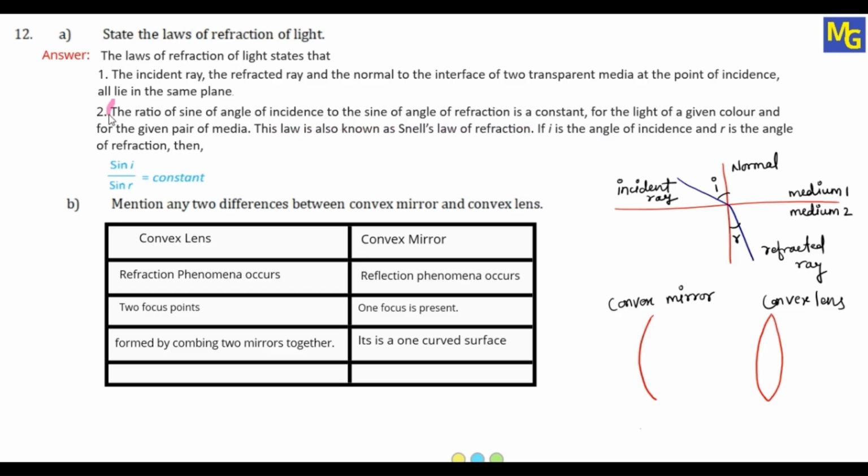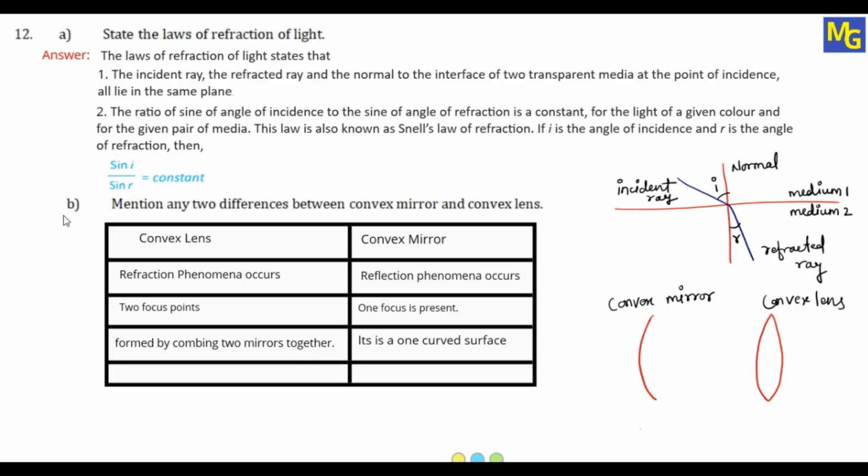So this second law which I told just now, that the ratio of sine of angle of incidence to the sine of angle of refraction is always constant, is also known as Snell's law. If i is the angle of incidence and r is the angle of refraction, then how will it be denoted? See here, sine i divided by sine r, and this value will always be constant. So this is the way we can denote the second law of refraction or Snell's law. This is the answer we have to write for A.